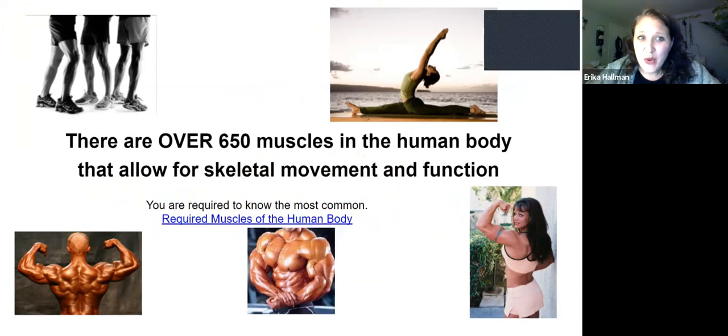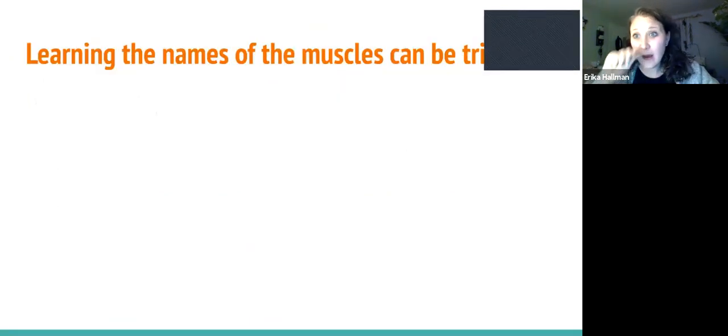So, as a quick intro, there are over 650 muscles in the human body. These muscles are in charge of locomotion. We're going to just study the most common muscles for large movements. We're also going to study the muscles that are homologous between humans and cats.